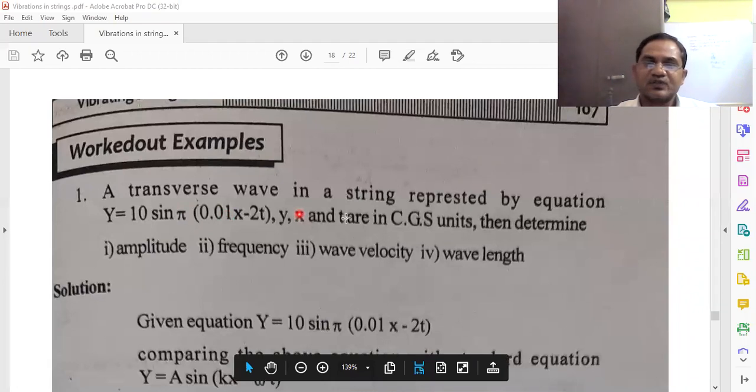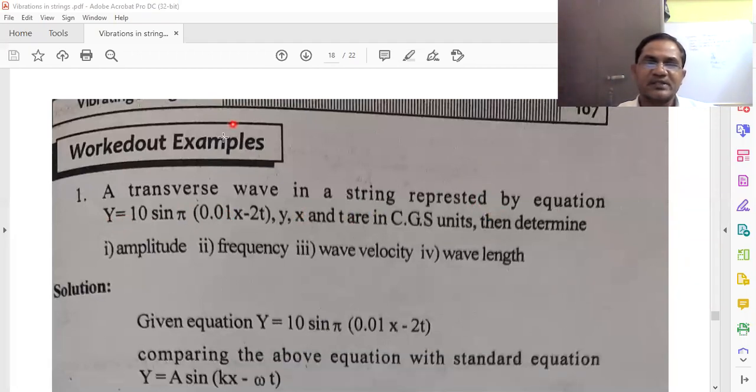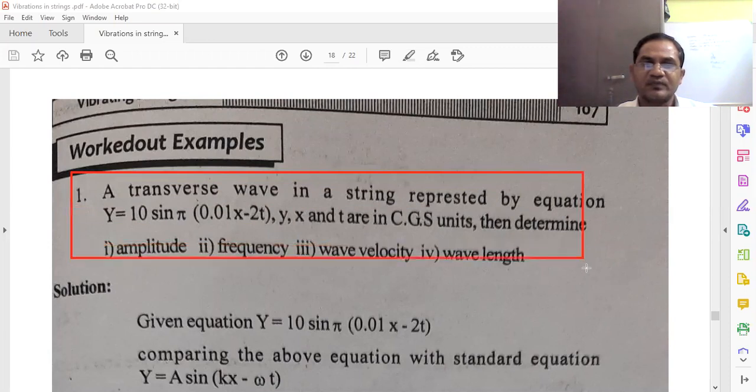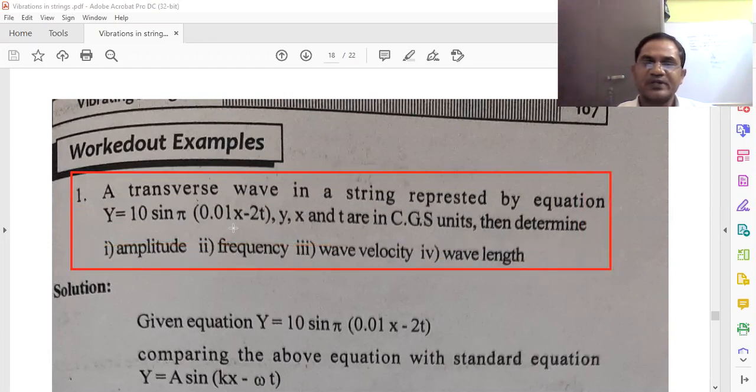A transverse wave in a string is represented by the equation y equal to 10 sin(pi into (0.01x minus 2t)), where x and y are in centimeters and t in seconds, CGS units. Then determine amplitude, frequency, wave velocity, and wavelength.